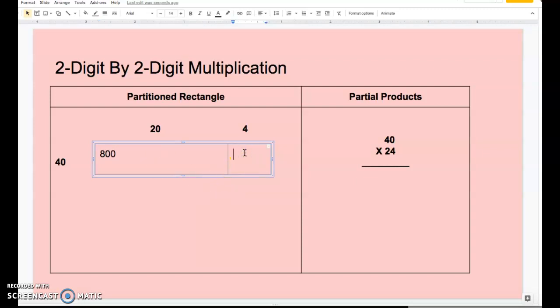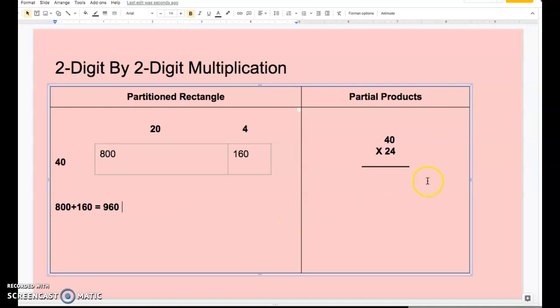Next, I need to do 40 times 4. That's 160. So I'm going to add 800 plus 160 to get my total of 960. We can also solve this using partial products. Remember, when you're using partial products, you have parts to the whole. So I first will multiply my whole number 40 by 20, and then my whole number 40 by 4. Breaking it up by its parts will help me solve.